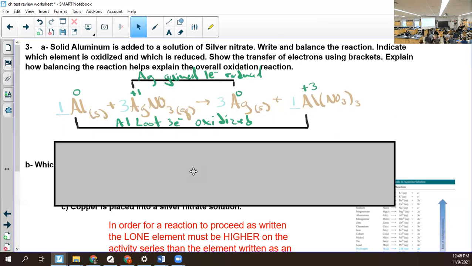Who had that part? Good. All right. Ag gained. Ag becomes a solid because it's at the bottom of the oxidation chart, right? Silver's way down here, so it will be the one that becomes solid. If it becomes solid, it's also the one that was reduced. So aluminum lost, silver was reduced, yada, yada, yada.